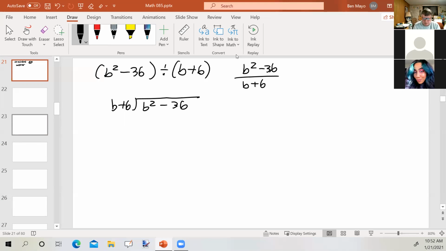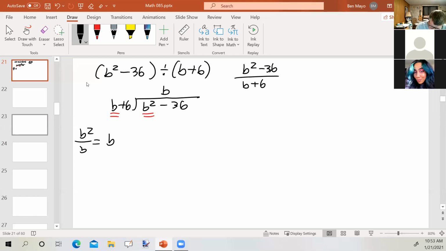Okay, so let's proceed like we did yesterday. Both our inside binomial and our outside binomial are in descending powers. So we're going to focus on the leading term inside divided by the leading term outside. And we get b squared divided by b, which is what? B over 1, or just b, right? Okay, so I'll put that up here.